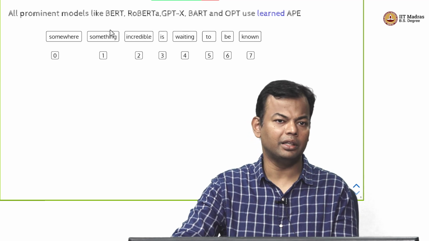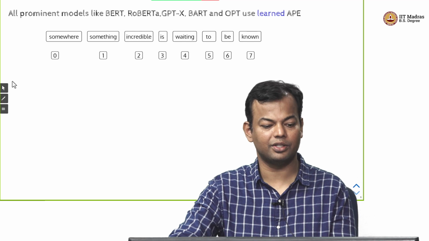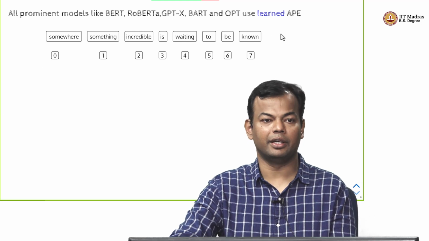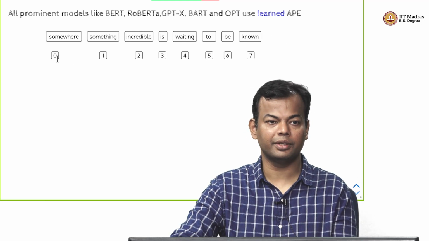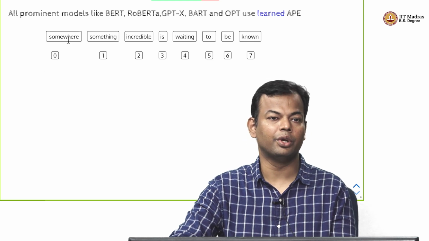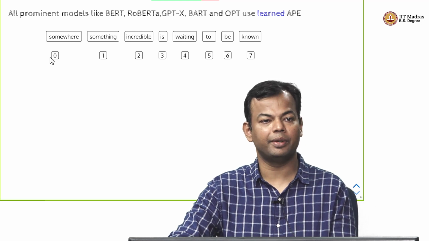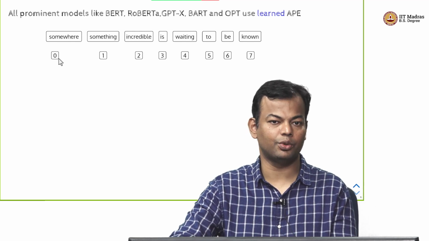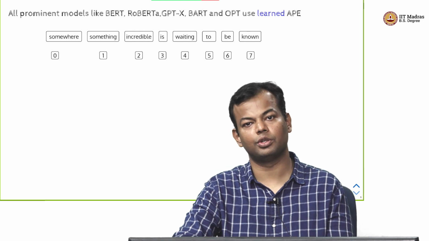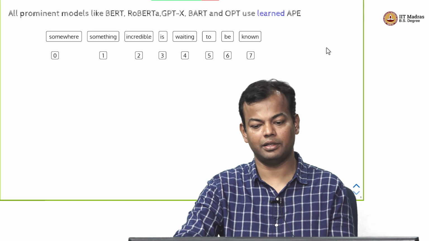So many early models used absolute position embeddings, right? And this is what happens. Every word is associated with a position, and that position is associated with a token, right? So if a word appears at position 0, then there would be a specific position embedding which gets added to it. If the word appears at position 25, then the 25th positional embedding will get added to it, right?